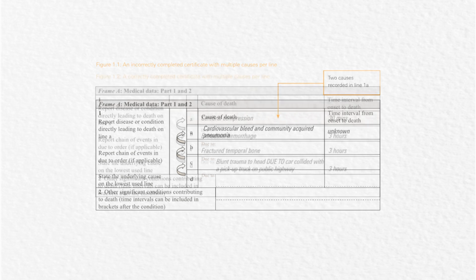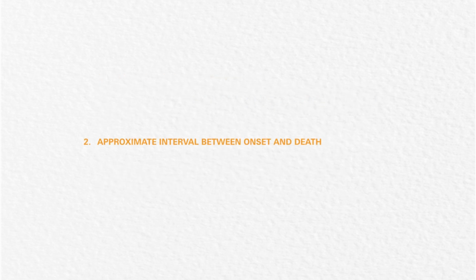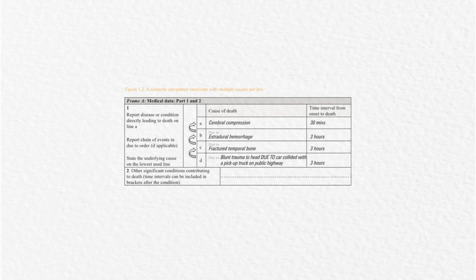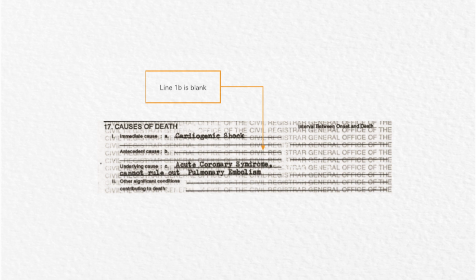Let's look at a correct example of an international form of medical certification of cause of death. Number 2. Approximate interval between onset and death. Let's look at an example where the cause of death is written but the time interval from onset to death is not mentioned. Now look at a correct example of cause of death with time interval from onset to death. Number 3. Presence of blank lines within the sequence of events. Let's look at an example where there is a space or blank lines between multiple causes of death or the sequence of events.